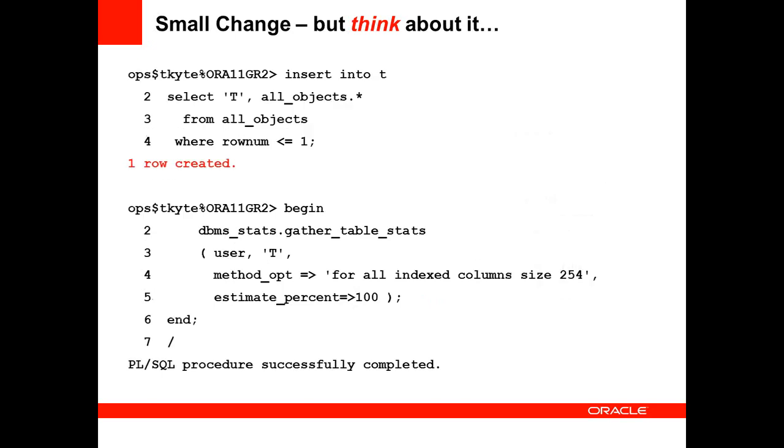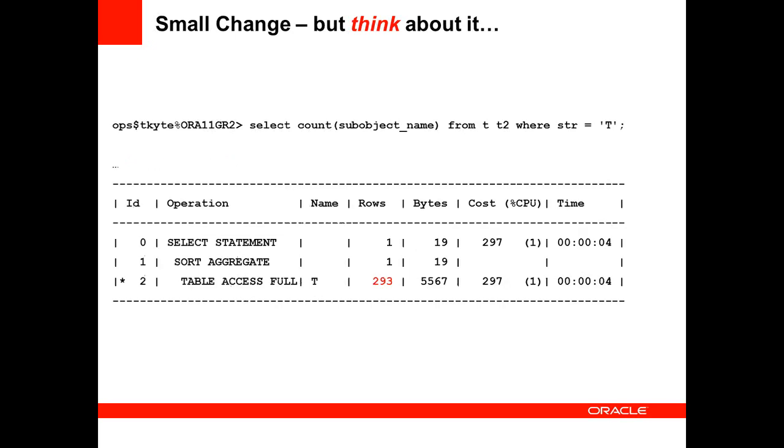Now later that night, somebody comes along and gathers statistics. During the day, people have done inserts, updates, deletes. They change the information in the table. But the DBA comes and gathers statistics that night. The very next day, instead of an index range scan, that query will have a full table scan.